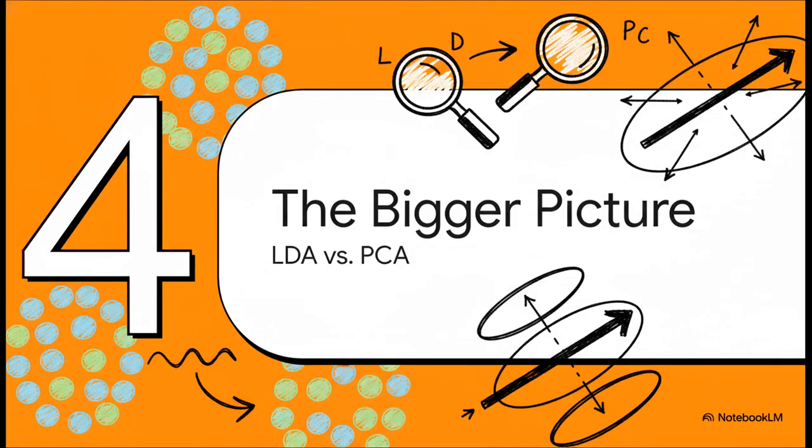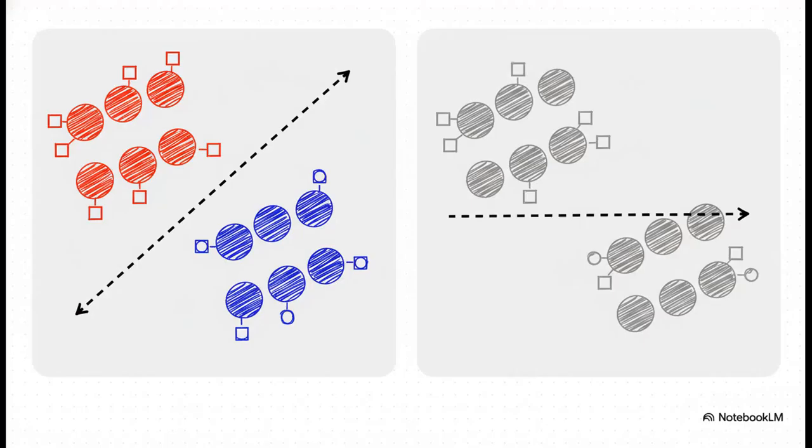Now that we've seen LDA in action, let's put it into context. A really great way to appreciate its unique strength is to compare it to another famous technique for reducing dimensions, principal component analysis, or PCA. And here is the crucial difference, you guys. Fisher LDA is what we call a supervised algorithm. That means it uses the class labels. It knows which points are in class 1 and which are in class 2, and it uses that information to find the best line specifically for separation.